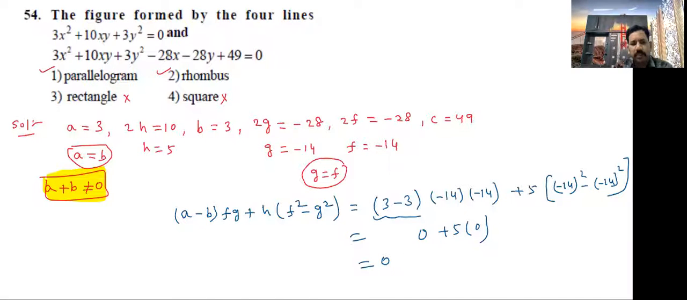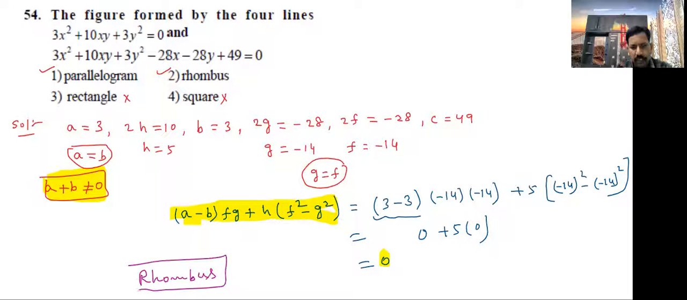So (a - b)fg + h(f² - g²), the value we got is 0. By observing these two conditions, we will say that it forms a rhombus. This is the answer. So out of the first and second, we eliminated the first. Finally, we got the answer, the second option.